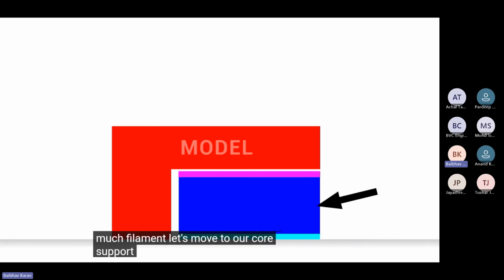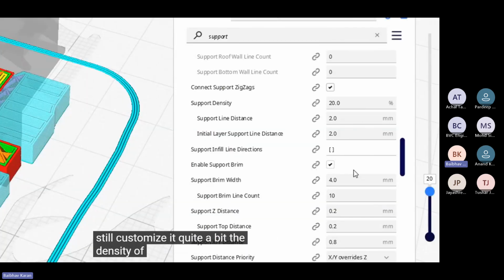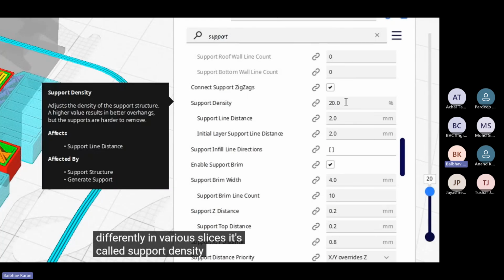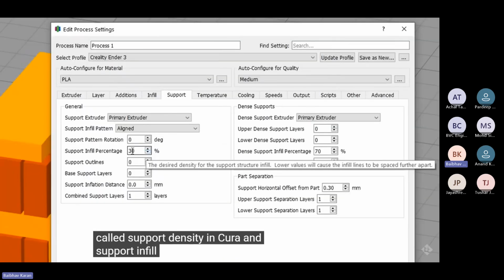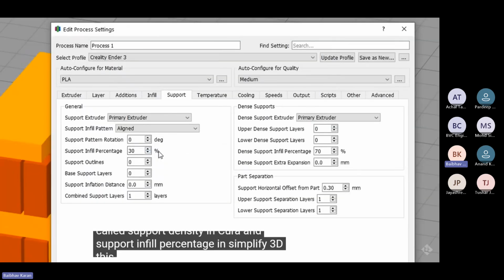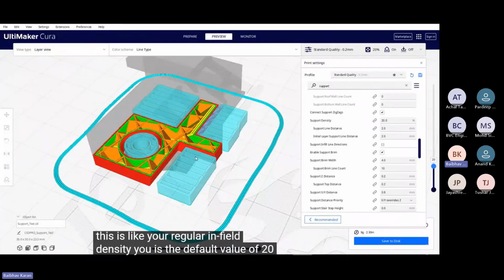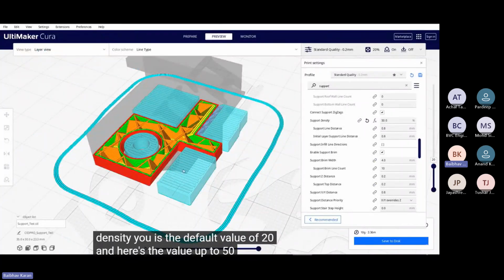Let's move to our core support material in the middle. This simply acts as a scaffold, but we can still customize it quite a bit. The density of this section is handled differently in various slicers. It's called support density in Cura and support infill percentage in Simplify 3D. This is like your regular infill density. Here's the default value of 20%, and here's the value up to 50%.